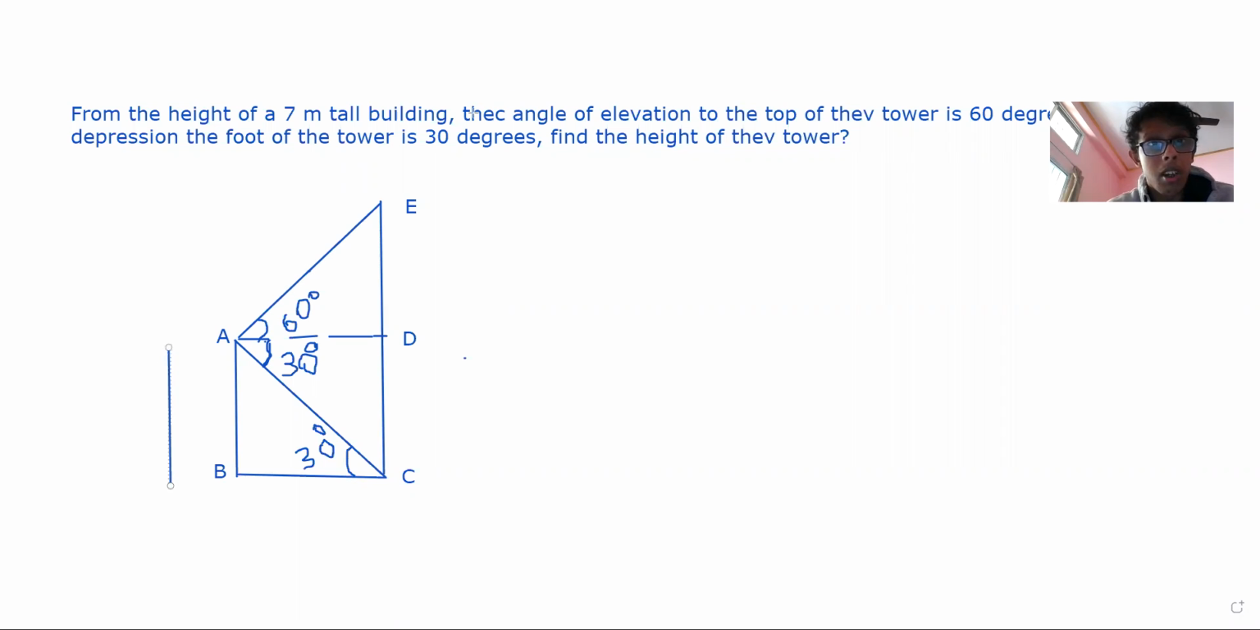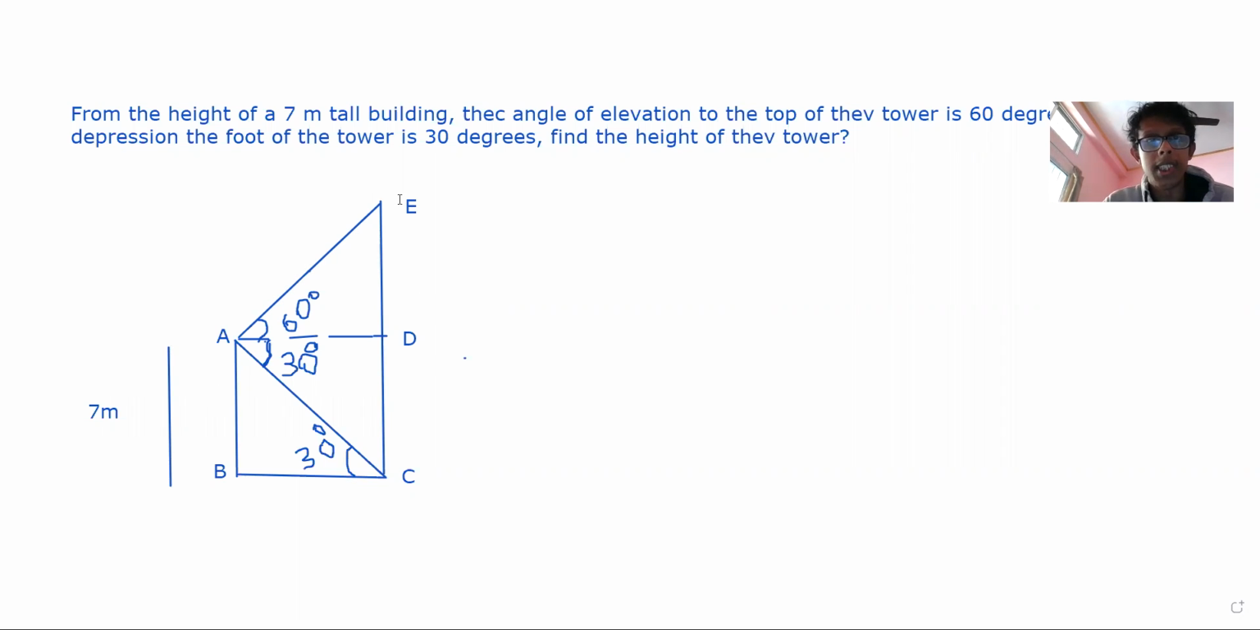Let AB be the height of the building, right? The height given is 7 meters. Okay. And the angle of elevation to the top of the tower. What is the top of the tower? You can see E. Point E is the top of the tower.